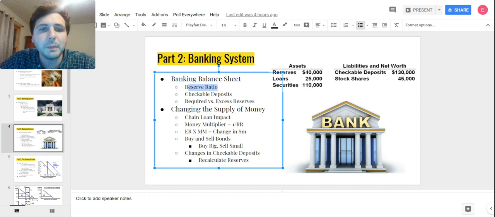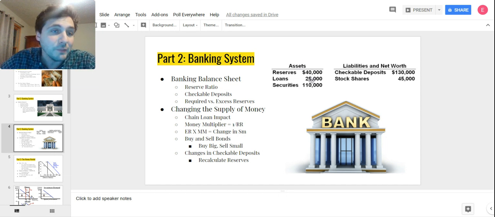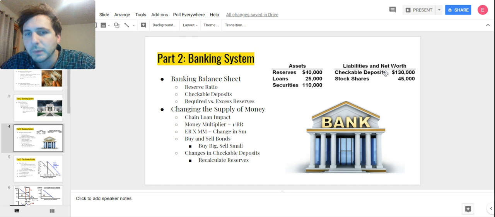Things you need to know. You need to be able to find the reserve ratio. You have to be able to find the reserve ratio, right? So if you're given the information over here, you should be able to find it. Or if they tell you the reserve ratio, you should be able to find it. In this instance, if I ask you what the reserve ratio is, you actually can't figure it out. You need a little more information, right?